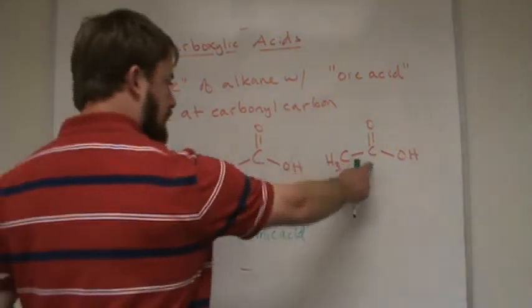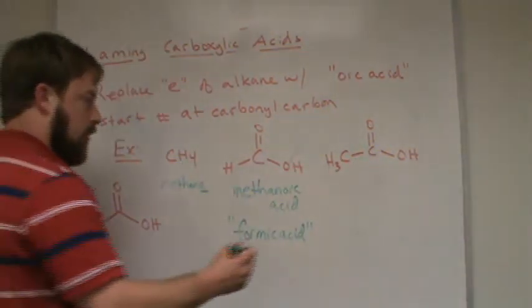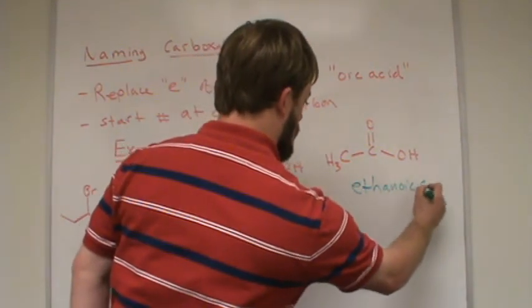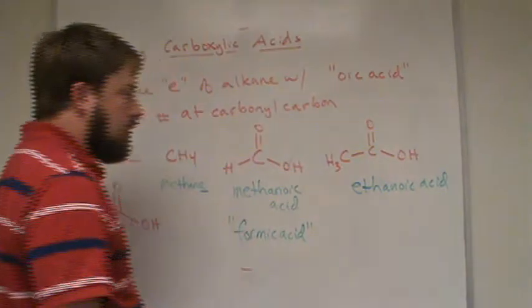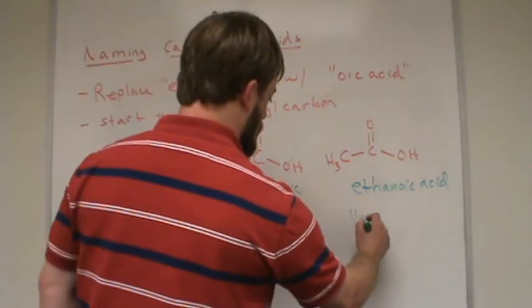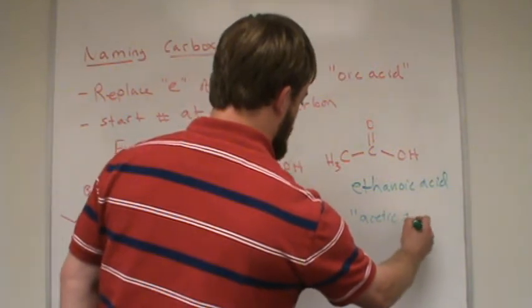This carboxylic acid has 2 carbons, so it comes from ethane. It's ethanoic acid. And we should all know its common name. It's acetic acid.